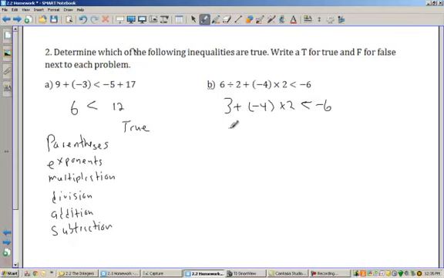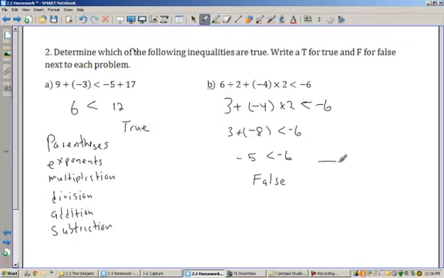I'll do the multiplication next. 3 plus negative 4 times 2 is 3 plus a negative 8. Then 3 plus a negative 8 is a negative 5. Oops, I lost a negative sign here; this should have been negative 6 on the right. All right, so is negative 5 less than negative 6? This is false.